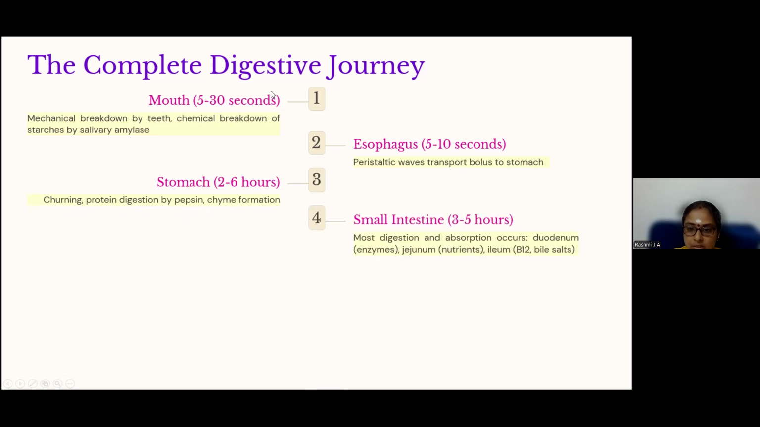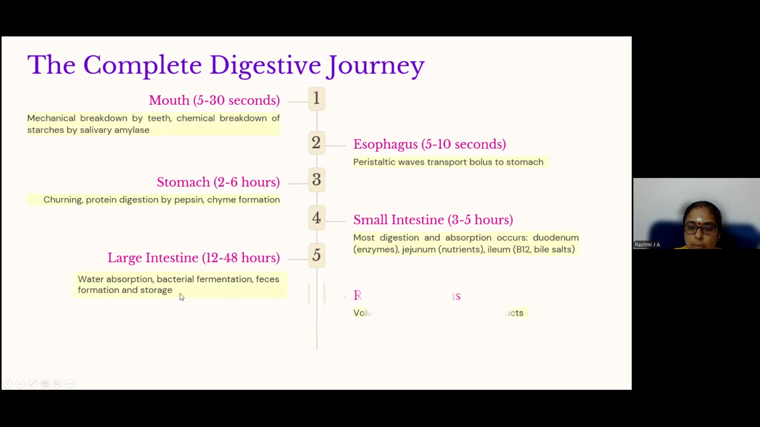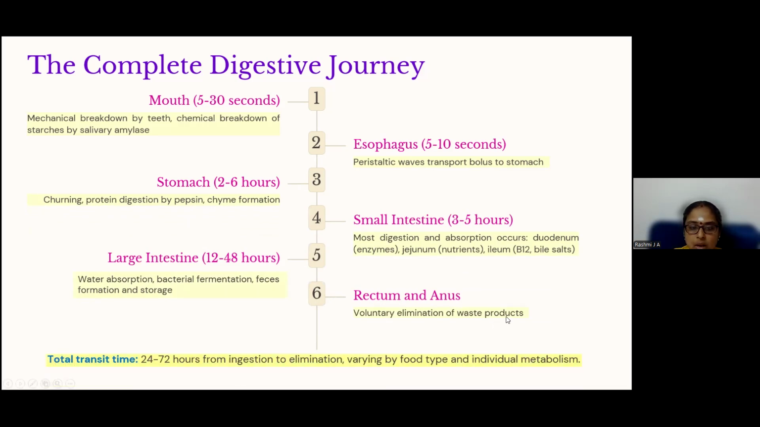Then we have the small intestine, 3 to 5 hours. Most digestion and absorption occurs. Then we have the large intestine: water absorption, bacterial fermentation, fecal formation and storage. Then the last one, rectum and anus: voluntary elimination of waste products. Then transit time, 24 to 72 hours. We saw this already, from ingestion to elimination, varying by food type and individual metabolism. This is very important to be noted.